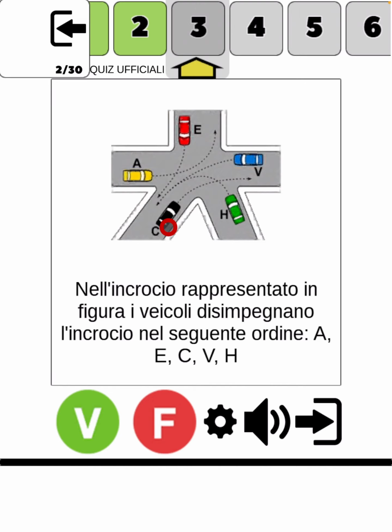According to the precedence rules at the intersection shown in the figure, the vehicles clear the intersection in the following order: A, E, C, V, H. The question is falso.